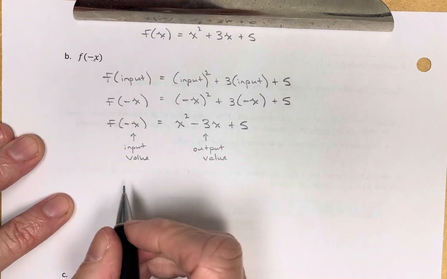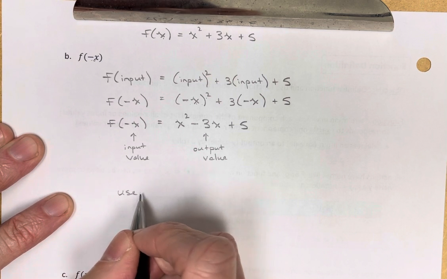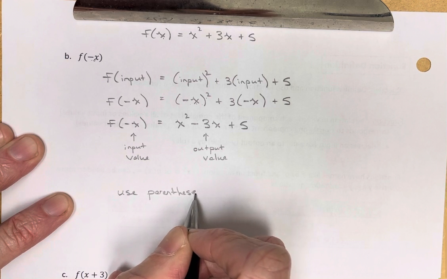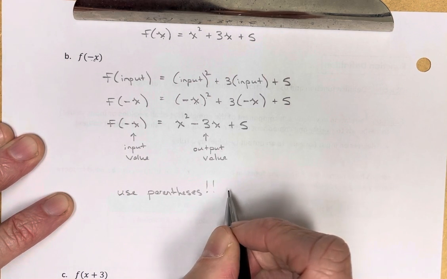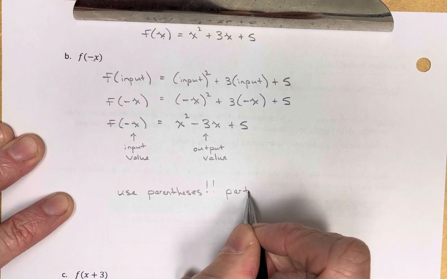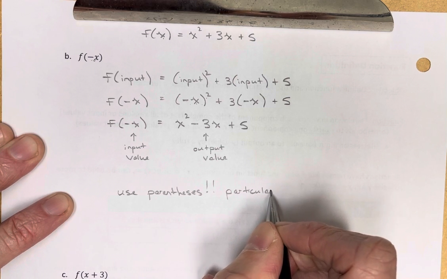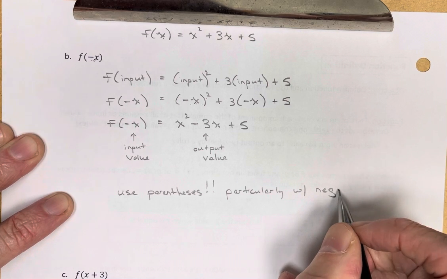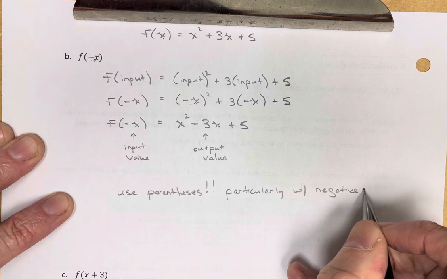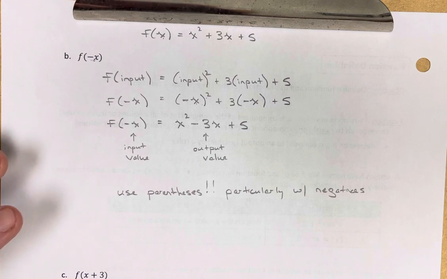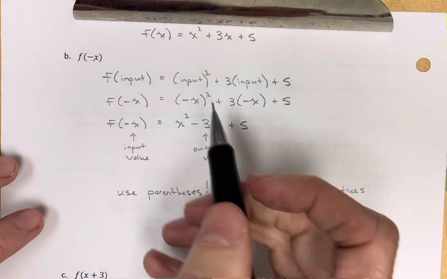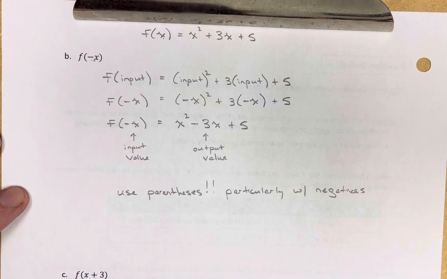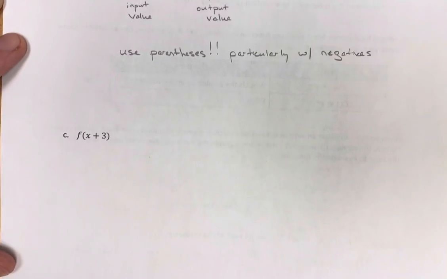My strong recommendation: use parentheses, particularly with negatives. People lose negatives, so use parentheses so you don't lose track of your negatives. That's very important. Let's do one more.